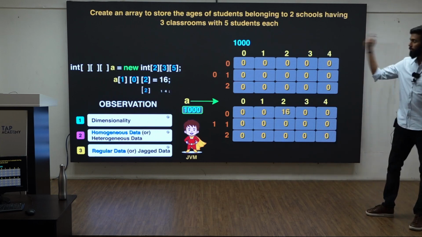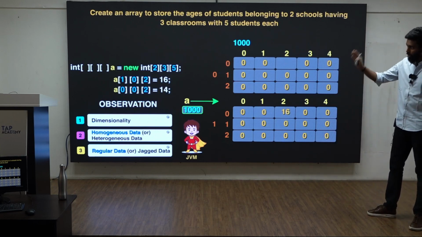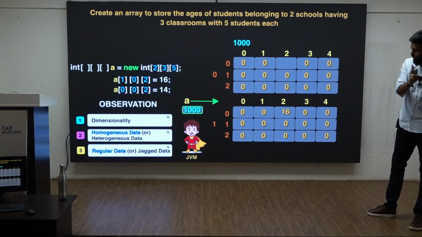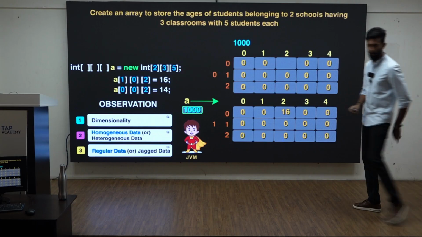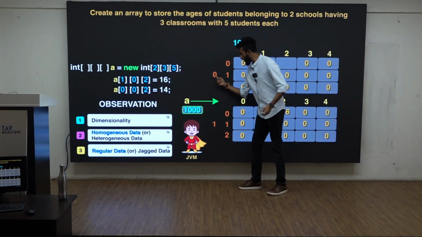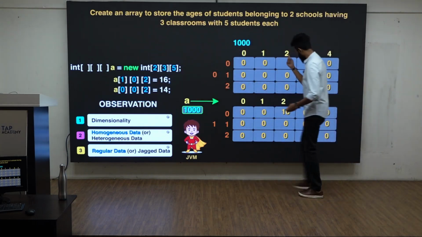Clear? Let me give you one more example. A of 0, 0, 2. Basically, first school, first class, third student. Yes or no? Or in array terms, 0th block, 0th row, second column. Here.